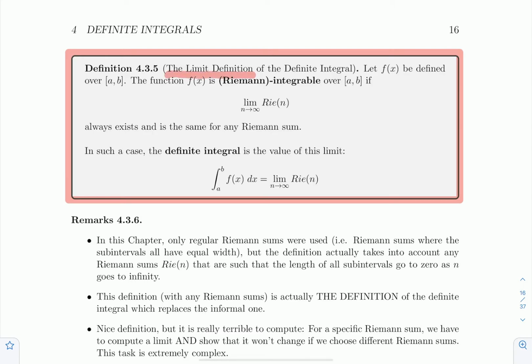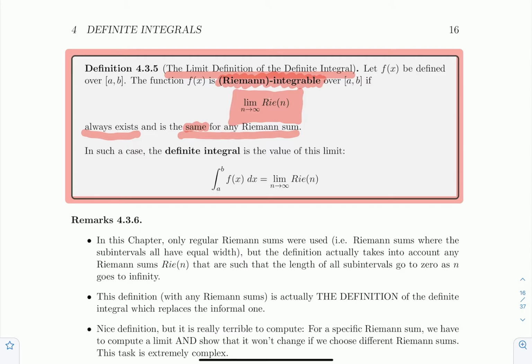If you start with a function f over the interval [a, b], we will say that the function is integrable over [a, b]. It's actually Riemann integrable because we're using Riemann sums. There are other ways to define integrable. But anyway, we say that f of x is integrable over the interval [a, b] if, when you're pushing n to infinity, if you compute the limit as n goes to infinity of any Riemann sum, this limit always exists, and this limit is always the same, then we say that this function f of x is integrable over the interval [a, b].